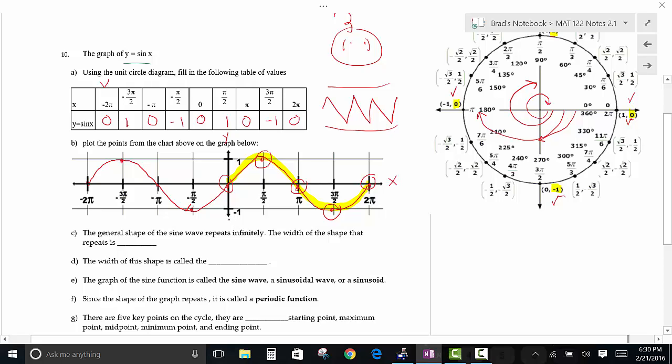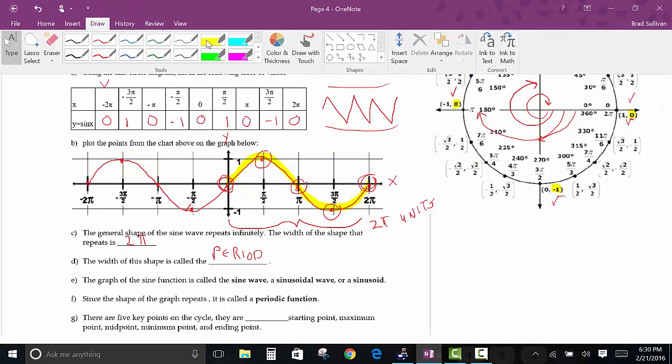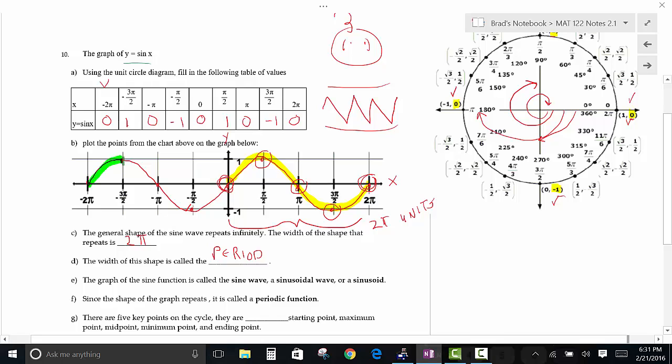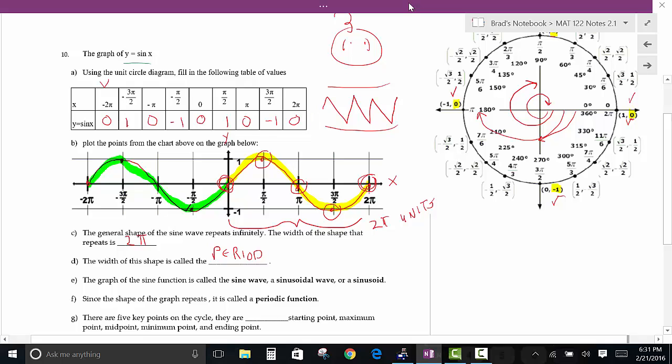So if you measured out the distance between those 2 points, that's 2 pi units. So the distance from an x value of 0 to an x value of 2 pi is 2 pi units. So the general shape that repeats is going to have a width of 2 pi, and we call this the period of the sine wave, like that. So you'll notice on the other part of this I graphed, it's the same thing. This part that I'm highlighting in green is just another period of the sine wave, like that.